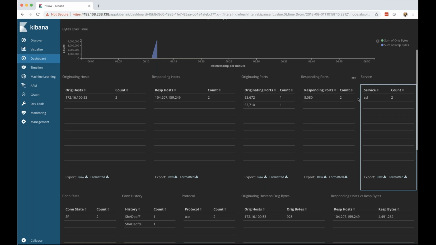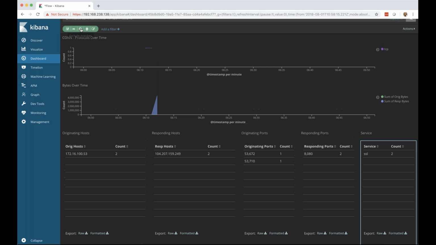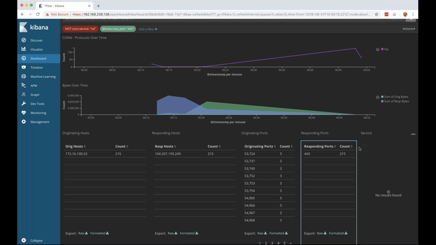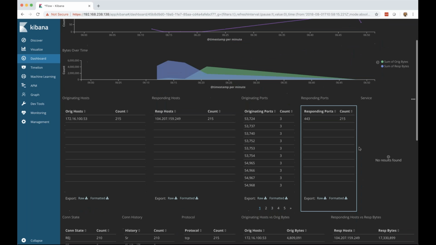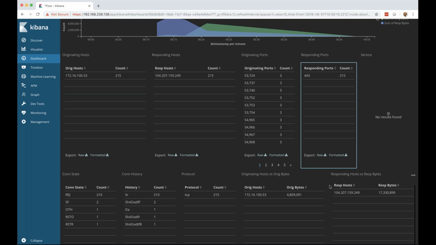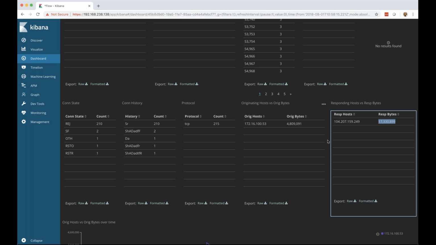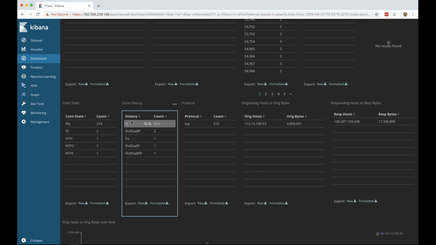All right, well, in that case, don't show that to me, but what's going on with all this 443 traffic that they're supposedly trying to masquerade as SSL? And we can scroll down, we can see that there is indeed bytes being sent. And this is pretty common for any kind of beaconing activity.